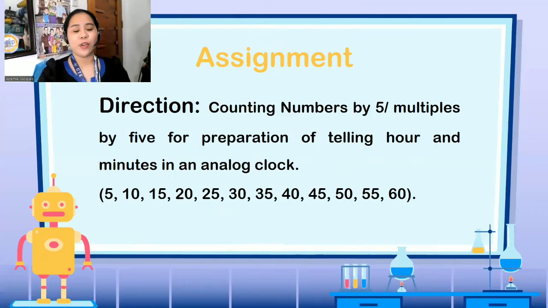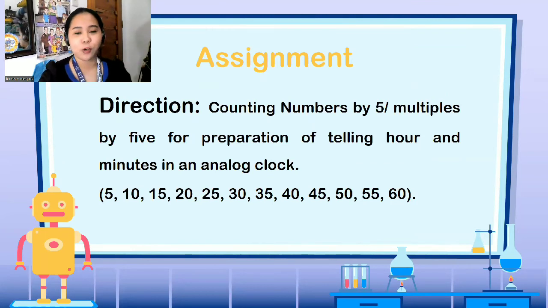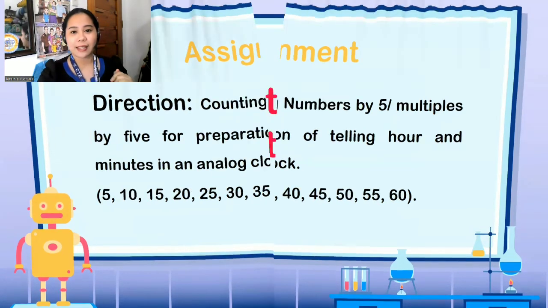Okay, students, for your assignment, you will be counting numbers by 5 again. Here, we count by 5 from 30. This time, we will be counting by 5 up to 60. This is for the second session of our telling time tomorrow. We will also be doing your project about the clock model, okay? Bring the materials that the teacher will send to our group chats, okay? So, I think that would be all.